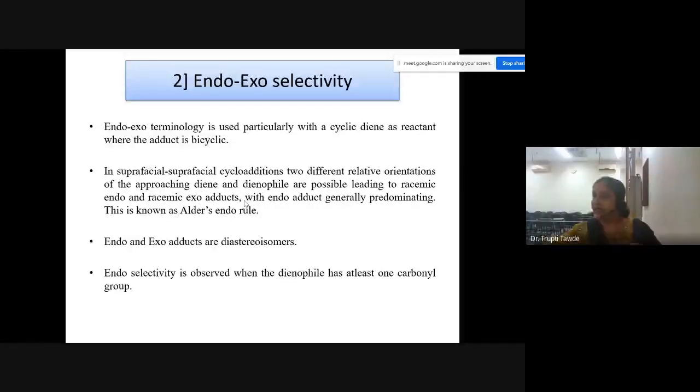नाउ एंडो एक्सो सिलेक्टिविटी जो है, इसमें ये जो टर्मिनोलॉजी है, दिस टर्मिनोलॉजी इज जनरली यूज्ड फॉर द साइक्लिक डाइन्स, जैसे साइक्लोपेंटाडाइन। ओके, सो डाइन सिस्टम जो होता है वो जनरली साइक्लिक होना चाहिए, तब जाके हम ये एंडो एंड एक्सो सिलेक्टिविटी को यूज करते हैं। Now, in suprafacial addition, we have said that out of those 4 approaches, only one approach is possible. That is supra and supra. Supra gives 4 products, 2 endo, 2 exo.